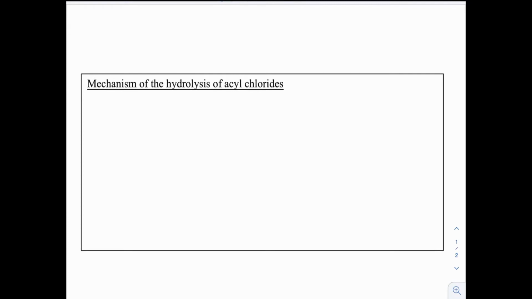Next, we're going to discuss the mechanism of the hydrolysis of acyl chloride. Now I give you the general equation first. Let's say we have CH3 C double bond OCl reacting with water. We know that eventually we're going to get COOH plus HCl. So in order to show the mechanism of this hydrolysis, it requires a few steps.